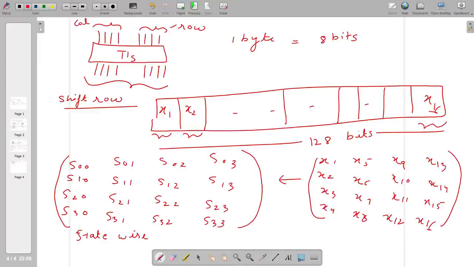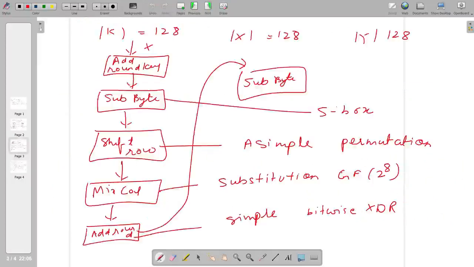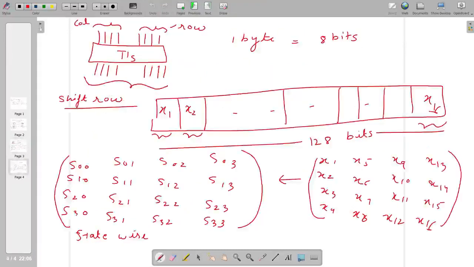So when we say the first operation, where we talk about this add round key, this is just simple bitwise XORing. Whatever key we have, we bitwise XOR that key with our input bits, and then pass it on. So the first add round key is just simple. And this is our sub byte operation, how the S box works.